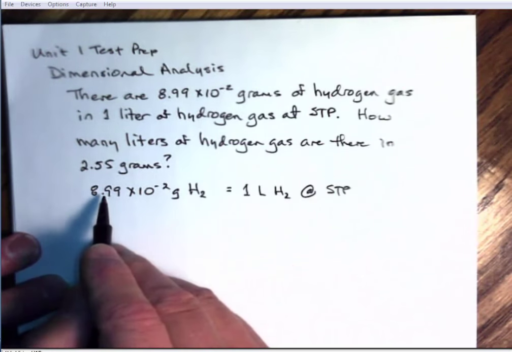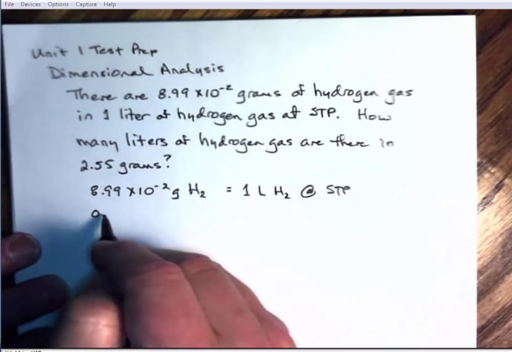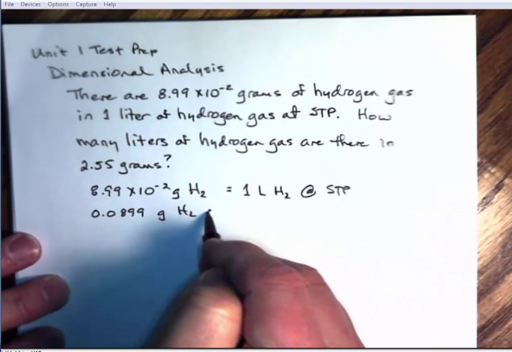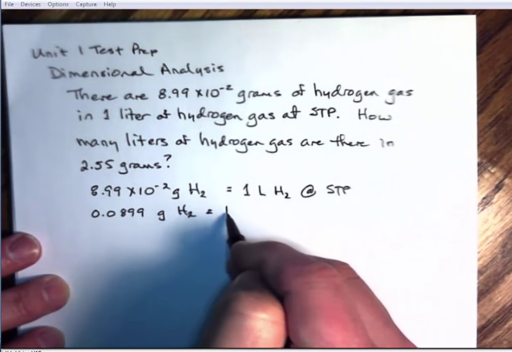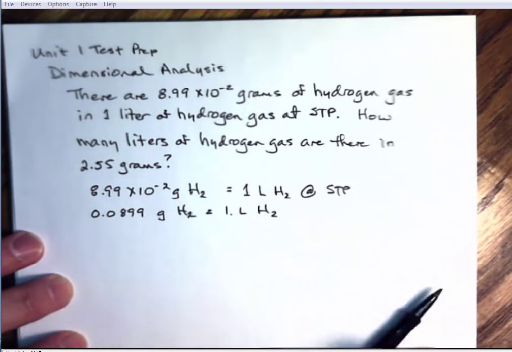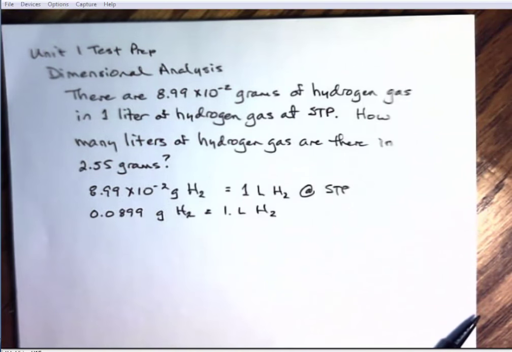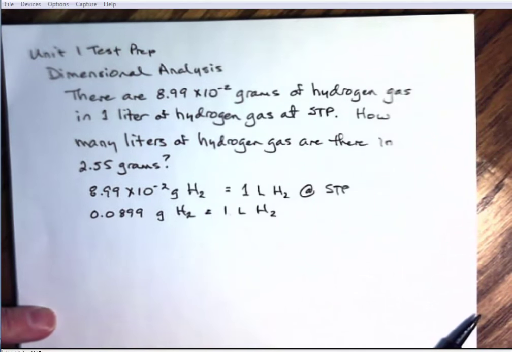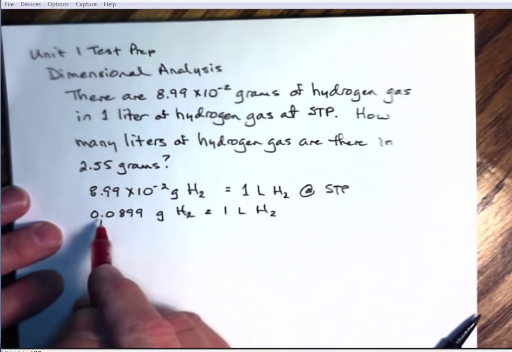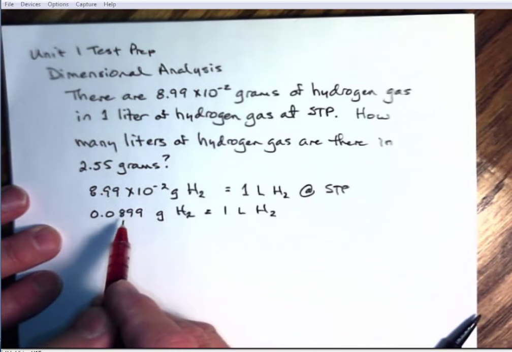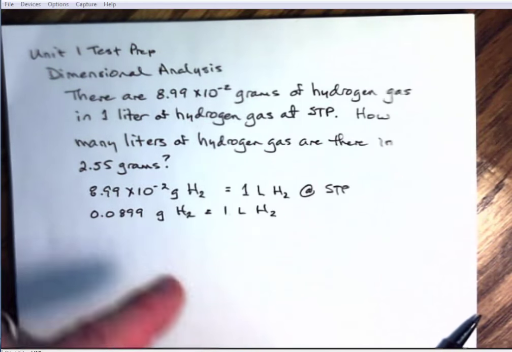Now, we just learned about scientific notation, or reminded you about scientific notation. So we could also write this number as 0.0899 grams of H2 equals 1 liter of H2. I guess I just bumped the table there with my felt marker, and it looks like I've got a decimal place there. So if I were to move the decimal place 2 places to the right, 1, 2, I'd have 8.99 times 10 to the negative 2. So that's the same number as that. Either one of these is fine. You can use either way of writing it.